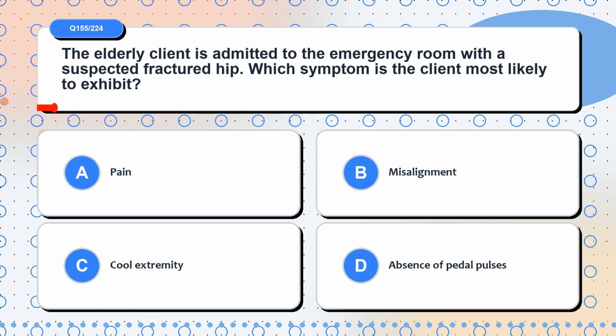Question 155. The elderly client is admitted to the emergency room with a suspected fractured hip. Which symptom is the client most likely to exhibit? Here are the options. Option A, pain. Option B, misalignment. Option C, cool extremity. Option D, absence of pedal pulses.